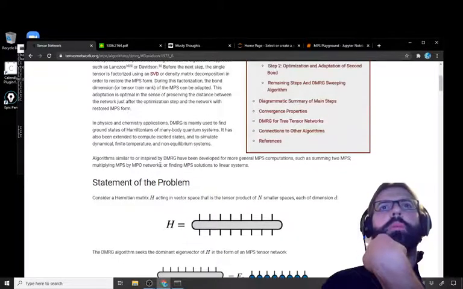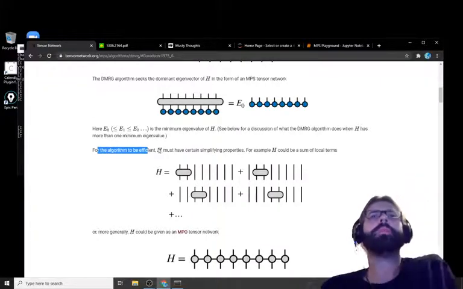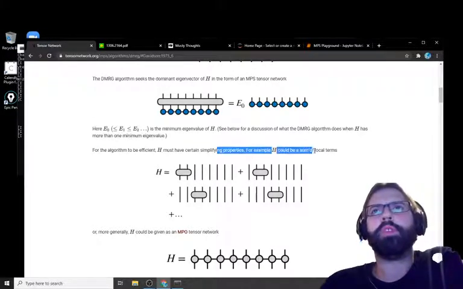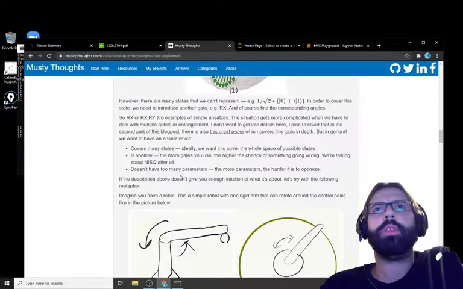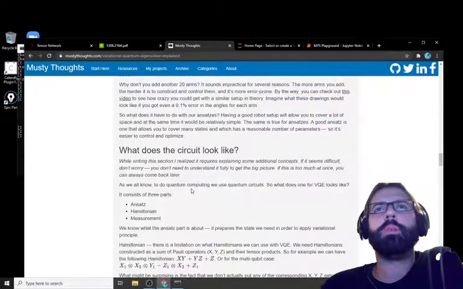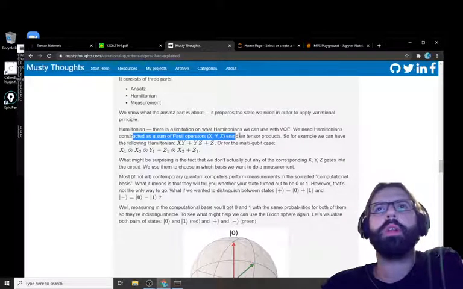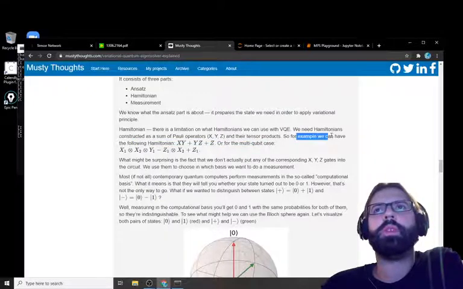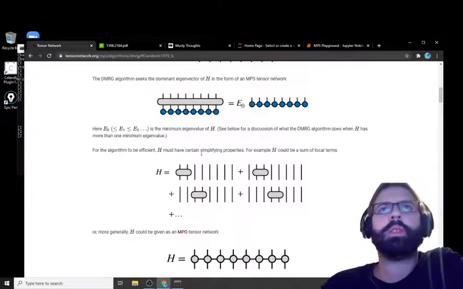But what's the starting point, right? Because even for the algorithm to be efficient, H must have some simplifying properties. For example, H could be the sum of local terms. And this is, I think, the same that you find with VQE, where if your Hamiltonian can be decomposed... so there's a limitation, yeah. If the Hamiltonian can be constructed as a sum of Pauli operators and their tensor products, then, for example, we can have the following Hamiltonian, right? That's exactly the same idea. You measure each component, and then you add the results up. And I think that's exactly the same that is being explained here.